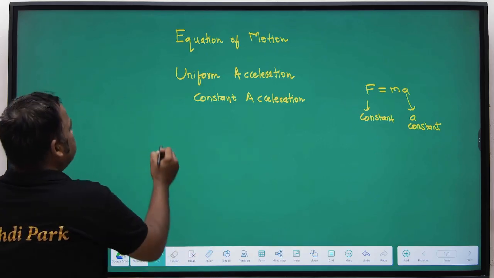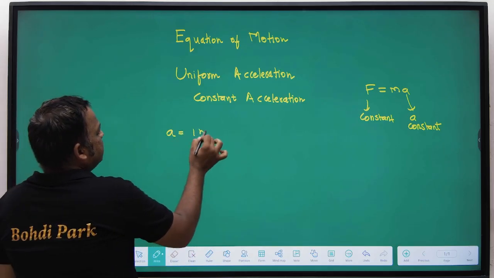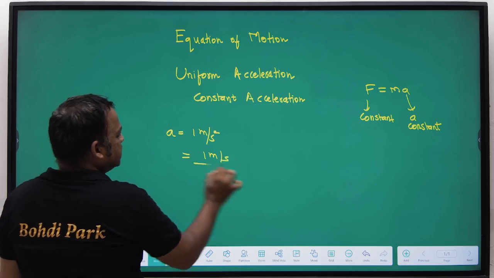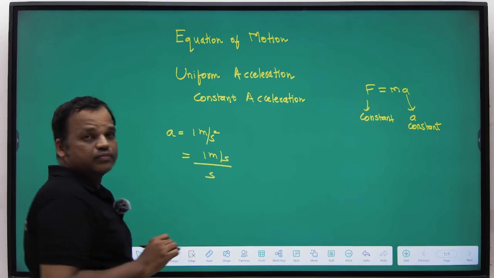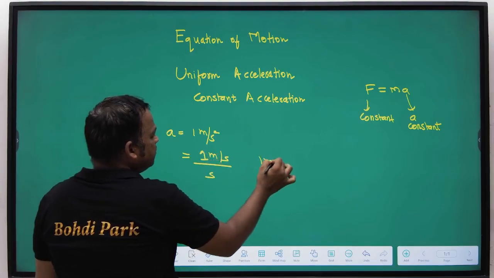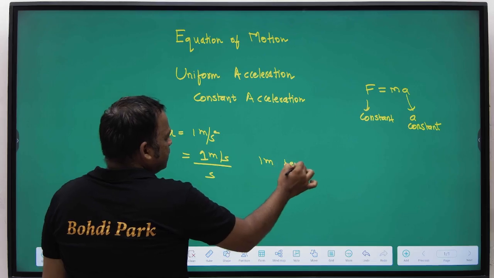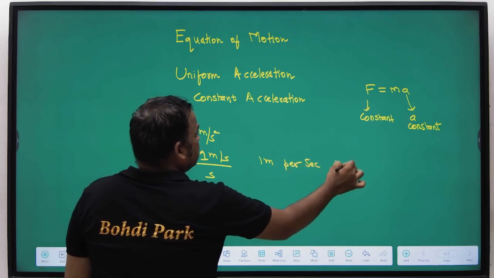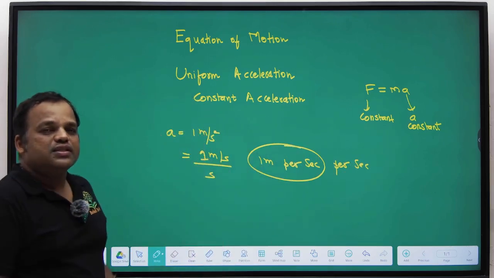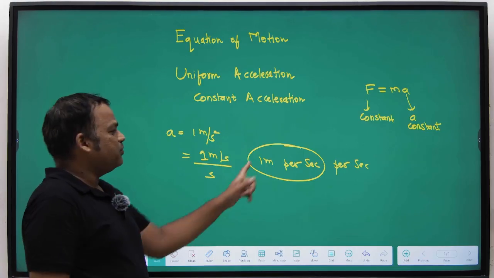For example, if I'm saying acceleration is 1 meter per second squared, so that means 1 meter per second per second. 1 meter per second per second means every second the velocity will change by 1 meter per second.